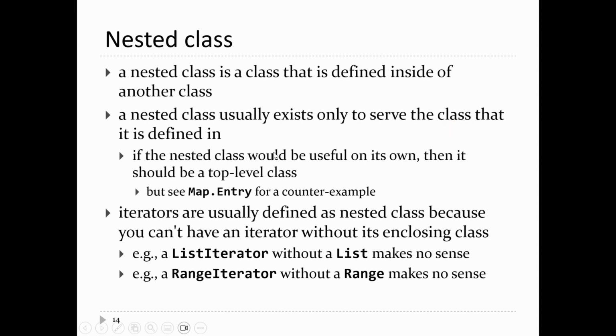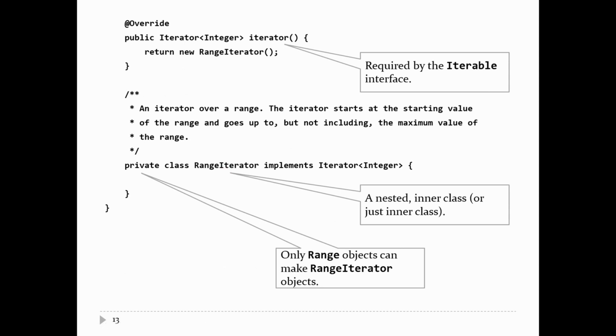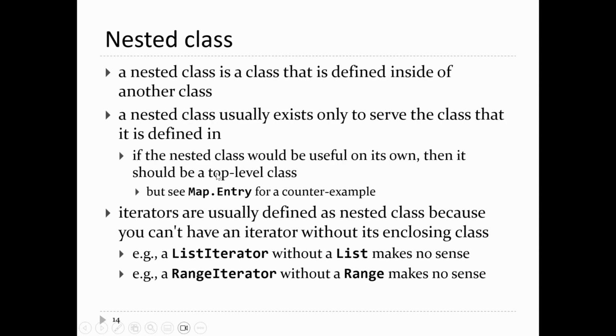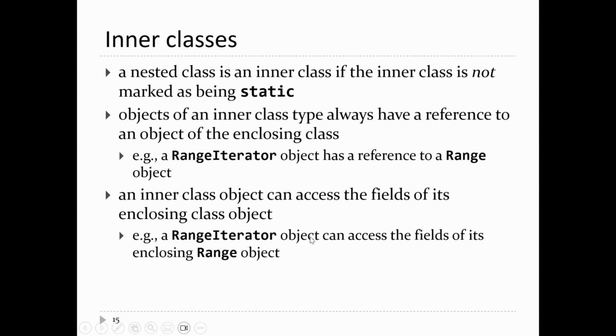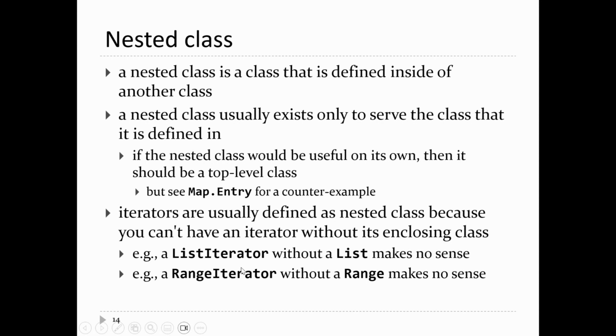Now normally, if your nested class would be useful on its own, then you should just make it a normal top level class. For example, if it would actually be useful to have a range iterator object without a range, you would make a range iterator class outside of range. But it's not. The only purpose of a range iterator is to iterate over a range. So you need a range object for a range iterator object to work. Iterators are normally defined as a nested class because you can't have an iterator without the enclosing class. It doesn't make sense to have a list iterator if you don't have a list. It doesn't make sense to have a range iterator if you don't have a range. So in this case, it really does make sense to put the iterator class inside of range itself.